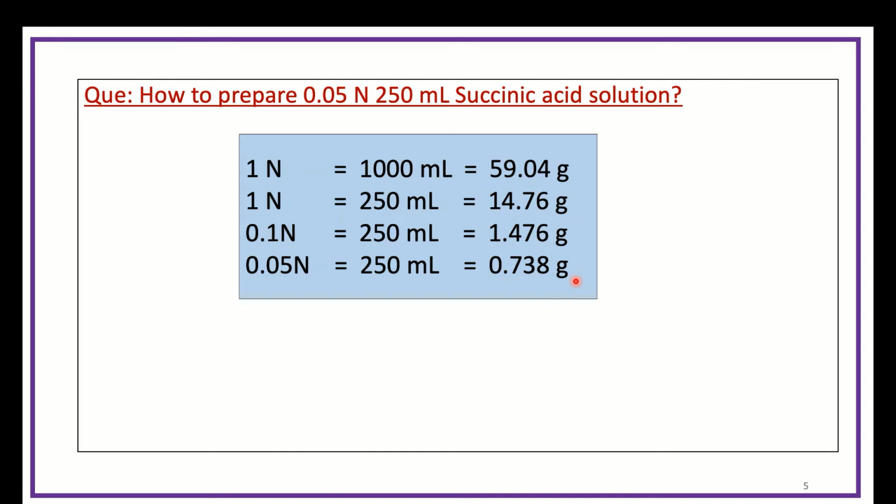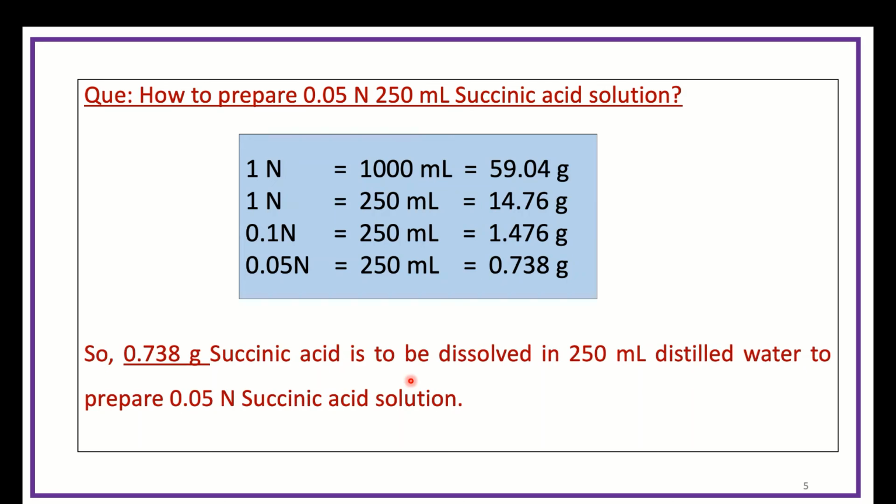This way we can calculate the grams needed of the substance for the required volume, based on the molecular weight and equivalent weight. Because it is a dibasic acid, we need the molecular weight as well as the equivalent weight. When calculations are done for molar solutions, molecular weight is used, and when they are done for normal solutions, equivalent weight is used.